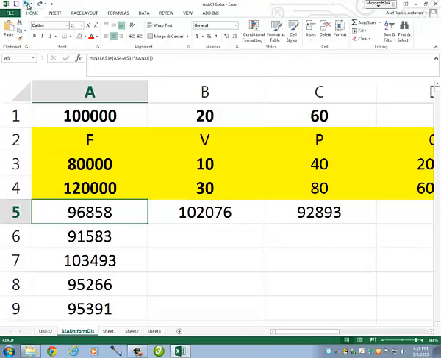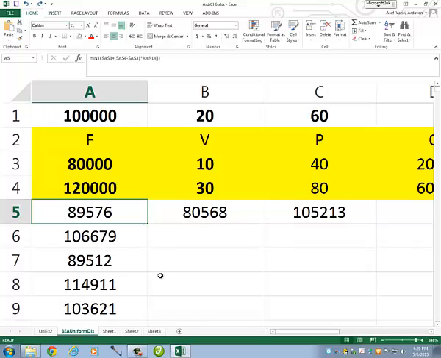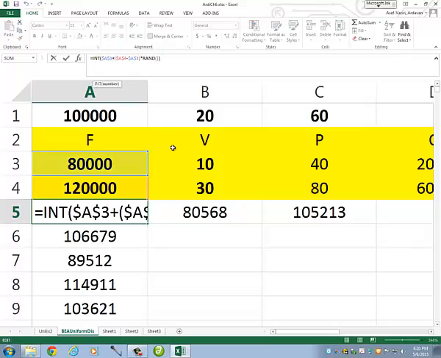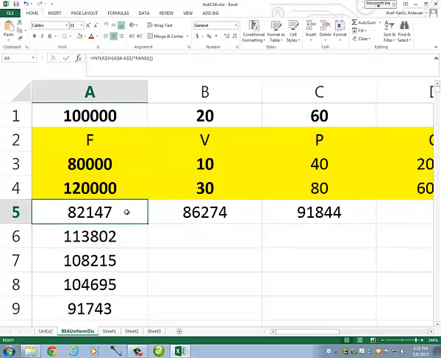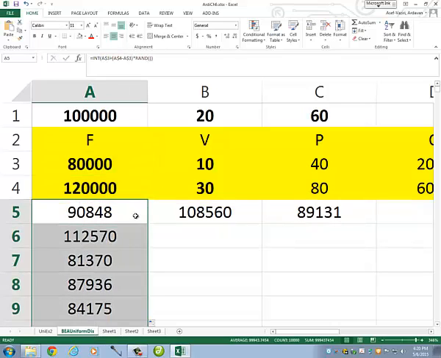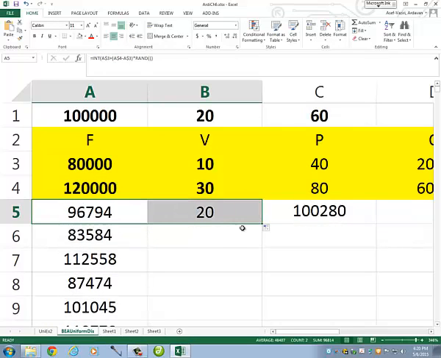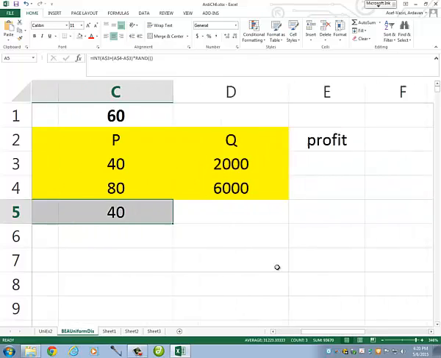Let me undo, and let me undo again, and let me go here. I was going to remove $ in front of A. What I can do, I can push F4, and $ in front of A is gone. I can go here, F4, $ in front of A is gone, and F4 again. So now those $ are gone. I copy it down, then I copy it to the right, and then I copy it to the right.